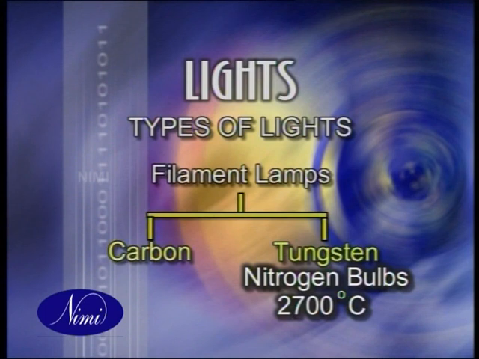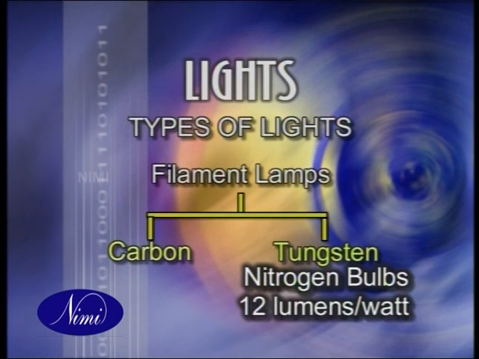Filling the bulb with an inert gas like argon and nitrogen reduces the rate of evaporation, increasing the operating temperature to about 2700 degrees centigrade. The light output is about 12 lumens per watt. A tungsten filament lamp in which the filament operates in a relatively small space with an inert gas and a halogen is called a halogen lamp.